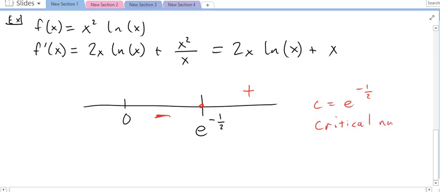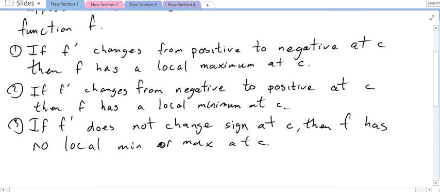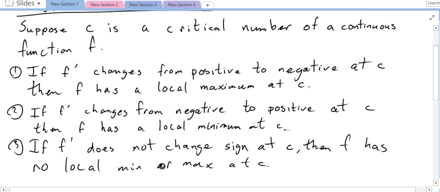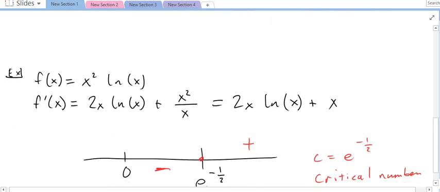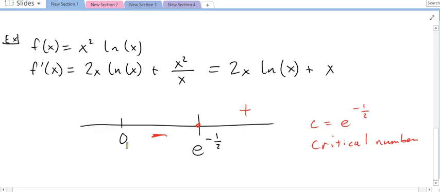And just by looking at the behavior from going from negative to positive, we can determine whether this is a local min or a local max. So looking back up here, if f changes from a negative to a positive at that point c, which is what we have here, then f has a local minimum at c. So because as we go on the number line left to right, we go from a negative to a positive, we would expect that this e to the negative 1/2, we would have a local minimum.